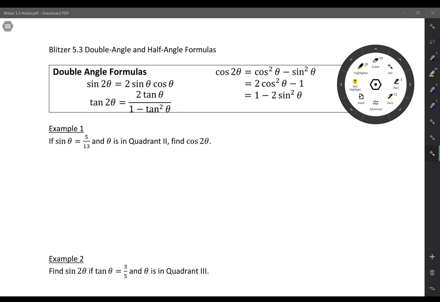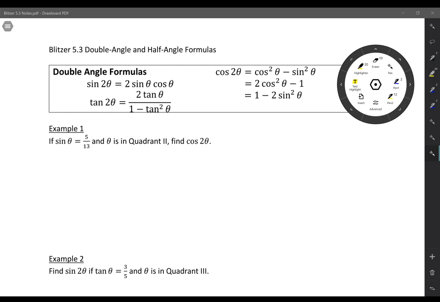Blitzer 5.3, double angle and half angle formulas. So the double angles especially are some of the more important ones that we're going to learn in this chapter. They're ones that we really need to know, that you're going to use a lot in calculus. So our double angle formulas are at the top.